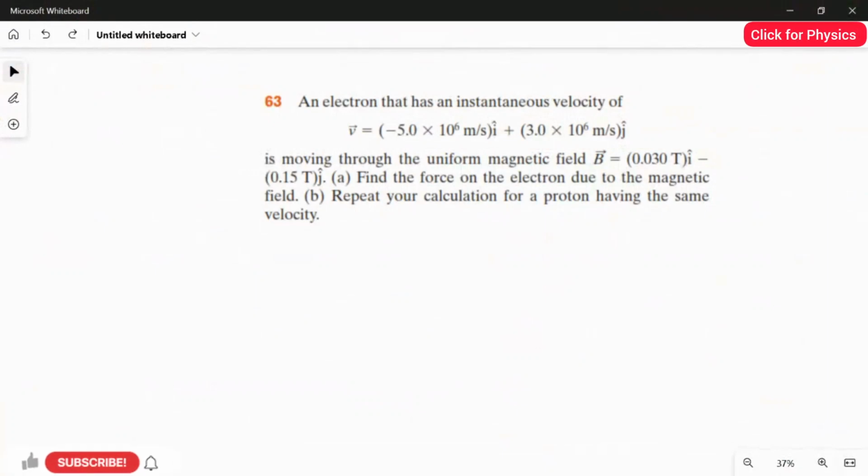Problem number 63. An electron that has an instantaneous velocity of v vector equal to minus 5 × 10^6 meter per second i cap plus 3 × 10^6 meter per second j cap is moving through the uniform magnetic field B vector equal to 0.03 Tesla i cap minus 0.15 Tesla j cap. First question, find the force on the electron due to the magnetic field. And the second question is, repeat your calculation for a proton having the same velocity.